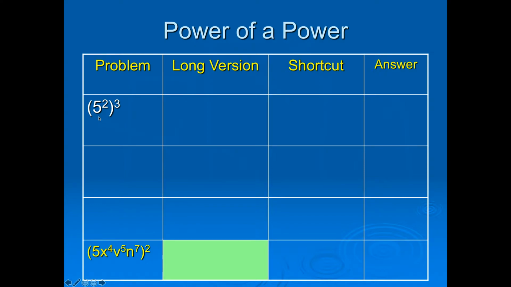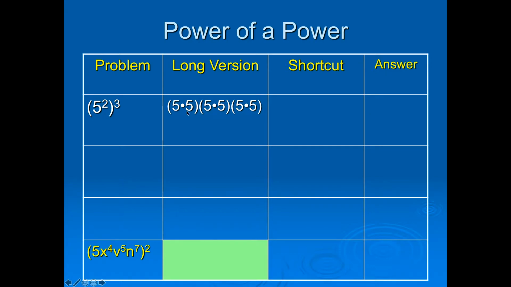So let's get started. We have 5 squared, or 5 to the second power, all to the third power. So what this is telling us is that we want to do 5 to the second and multiply it by itself 3 times. The long version would look like this: 5 to the second multiplied by 5 to the second, which is also multiplied by 5 to the second.